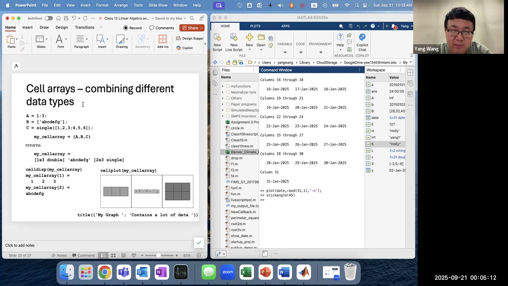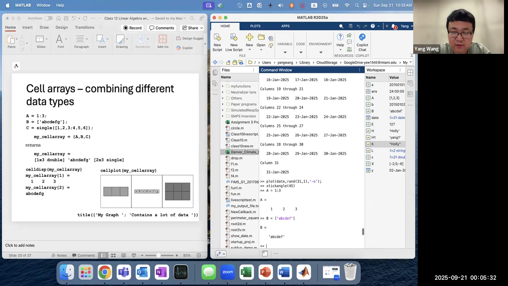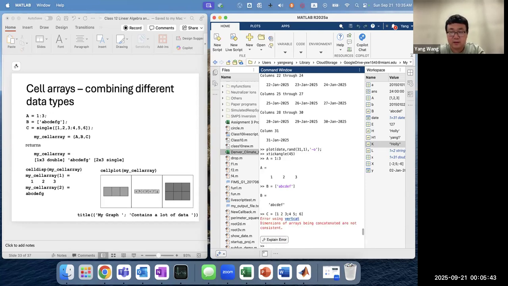But can we combine, let's say, numbers and strings into the same array? Actually, that's what the cell can do. So here you have the example of A. Let's say A equals 1 through 3, B equals the string A, B, C, D, E, F, right? C being a matrix, right? So 1, 2, 3, 4, 5, 6.